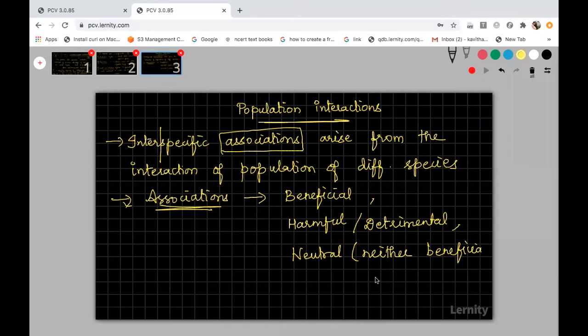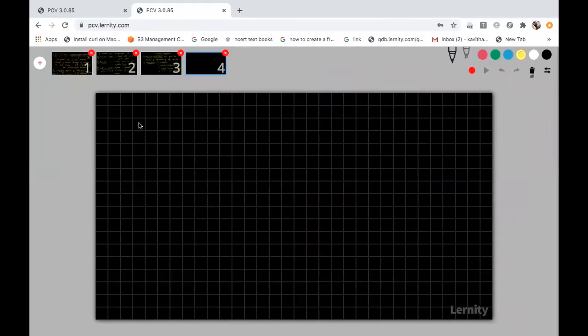Neutral means neither beneficial nor harmful. In human health and disease, I told you about one organism that is neutral. You remember? Entamoeba coli, I told you, right? It is a neutral organism. It will not cause any effect in your body, and neither will it give any benefit to the human host. So these are the three different associations we are going to discuss.